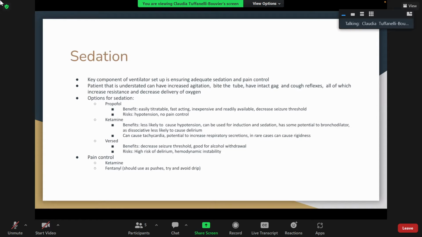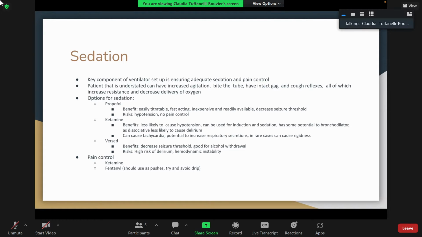Some risks of it: it can cause hypotension, and there's no pain control. So if you're doing propofol, you may have to do something for pain in addition, like a fentanyl push. Don't use fentanyl drips. Fentanyl drips have been shown to increase ICU delirium. They can cause hypotension. They can suppress our immune system with adrenal suppression. So no fentanyl drips, but you can use fentanyl boluses in addition to the propofol.